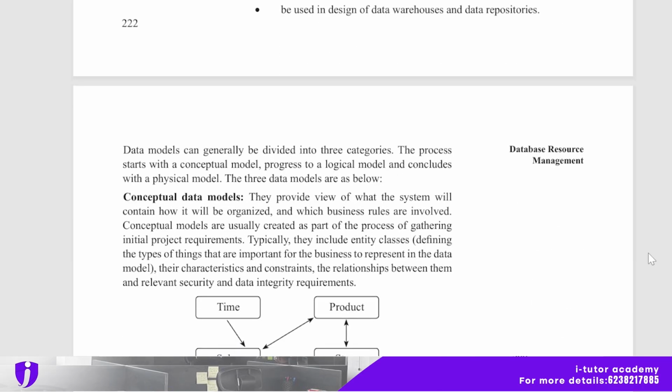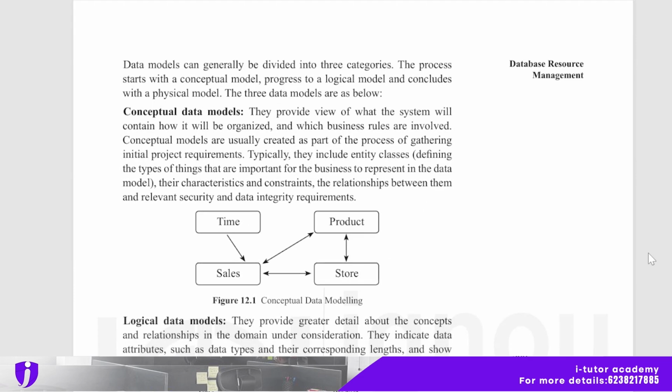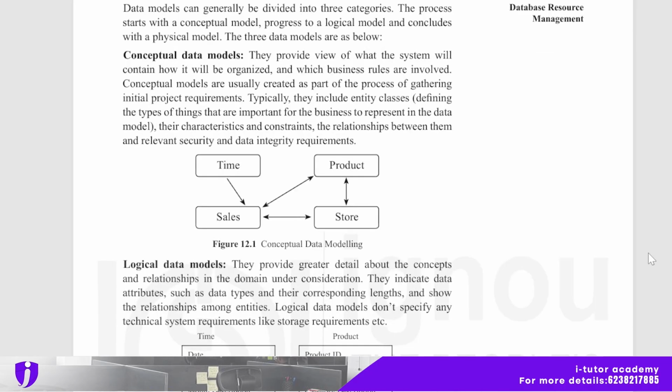A data model can generally be divided into three categories. The process starts with a conceptual model, progresses to a logical model, and concludes with a physical model. The three data models are as below. Conceptual data models provide a view of what the system will contain, how it will be organized, and which business rules are involved. Conceptual models are usually created as part of the process of gathering initial project requirements.